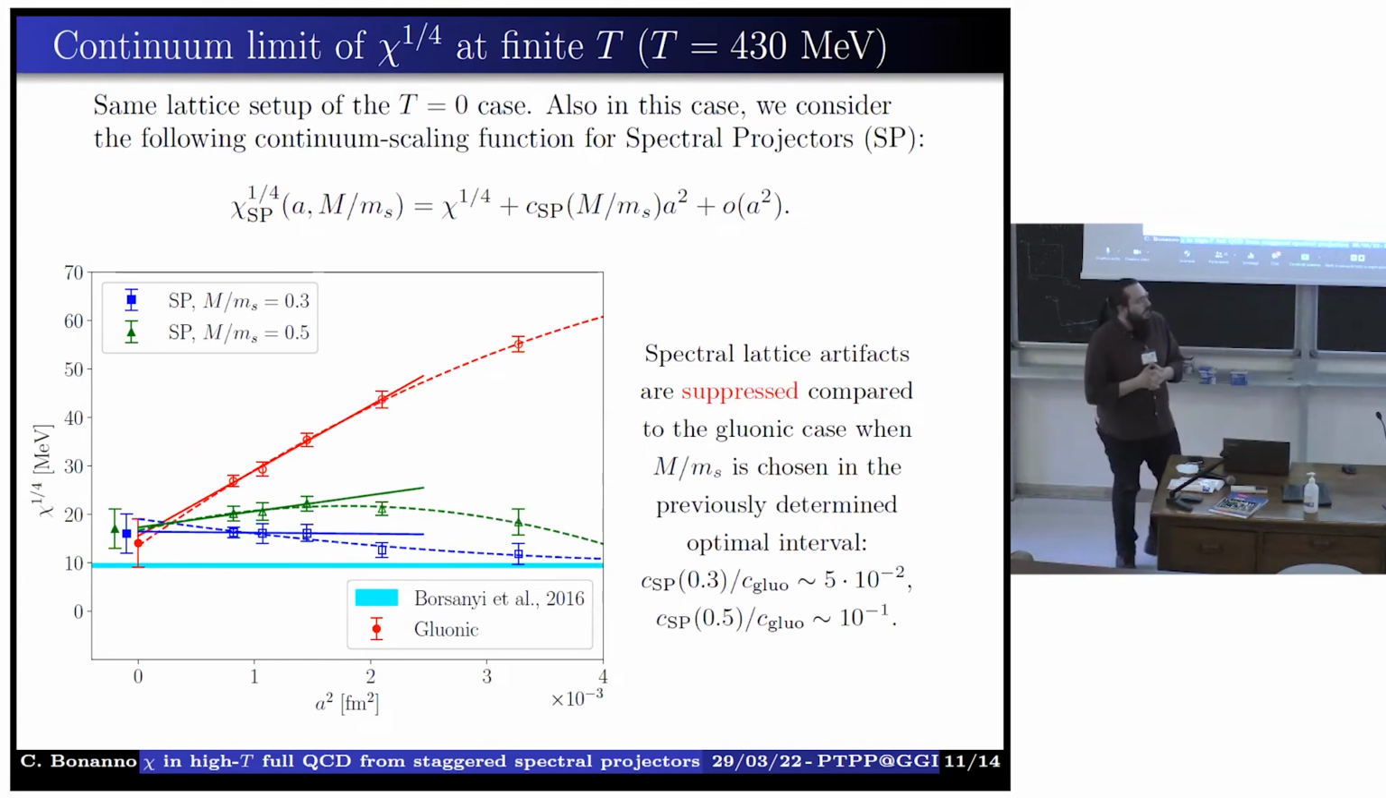The setup, of course, is the same as the zero temperature case, and also in this case we observe that it is possible, choosing the cutoff mass in that interval, to reduce lattice artifacts compared to the gluonic definition. As you can see, the red points here are the points obtained through the standard gluonic definition, while these are the spectral projector determinations. We obtain a good agreement between each other, and also agreement, at least within 1.5 sigma, with the determinations from the WB collaboration work.